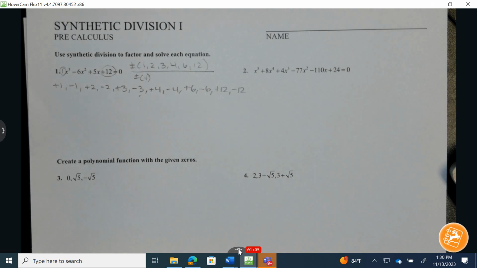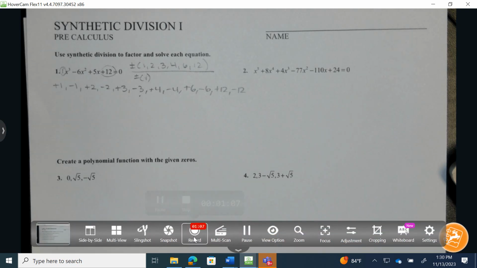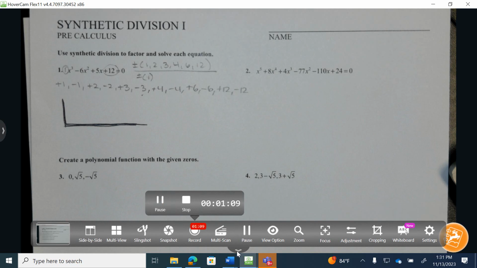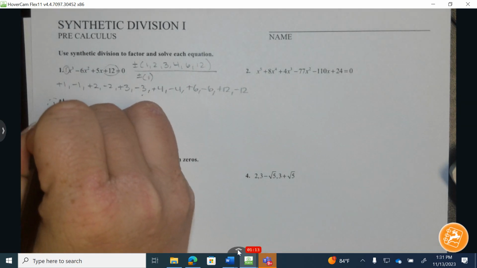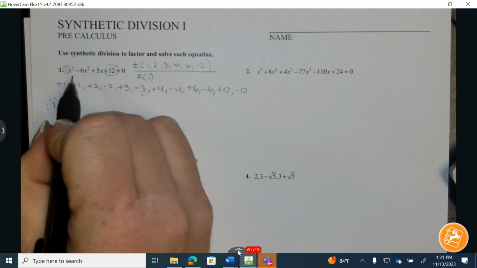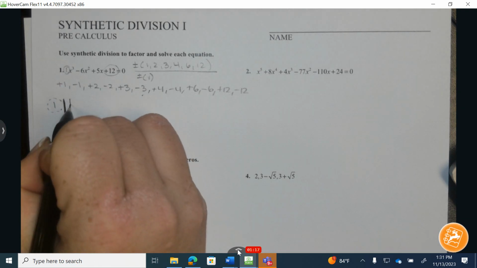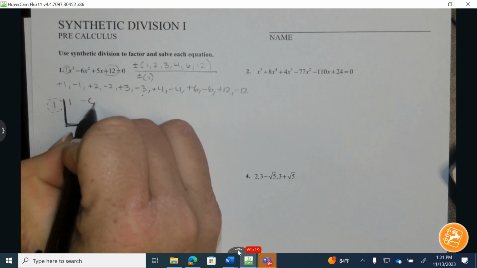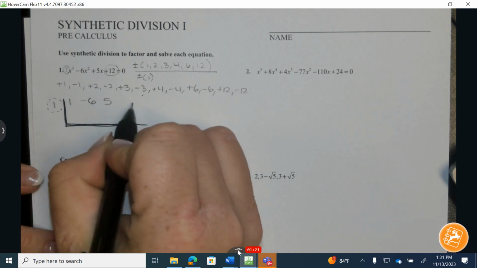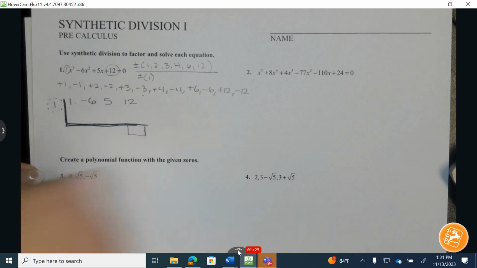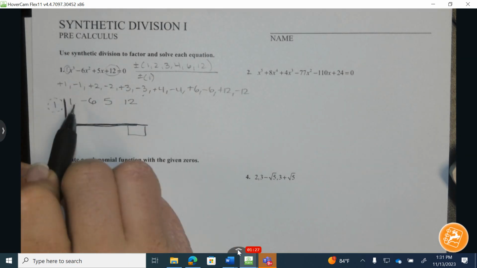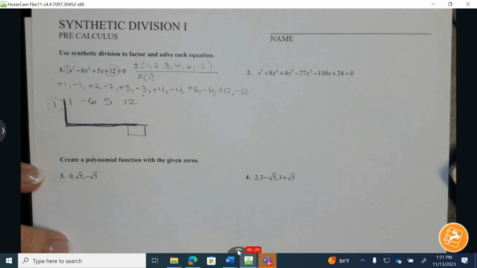So I'm going to start by testing positive 1. There's no calculator to be used on this part. This is what I refer to as that magical number we're going to test. I have a 1x cubed, a negative 6x squared, a positive 5x, and a positive 12. So there is nothing missing. I don't have to put a 0 in any of those places. The degree is 3, then 3, 2, 1, and 0 for the x's.